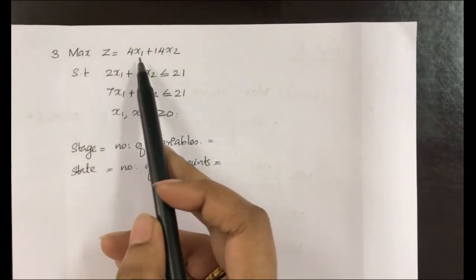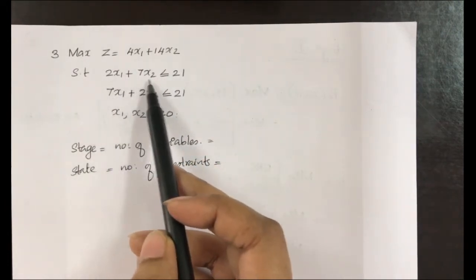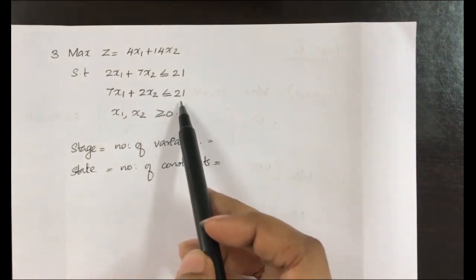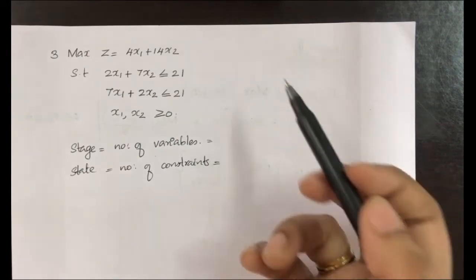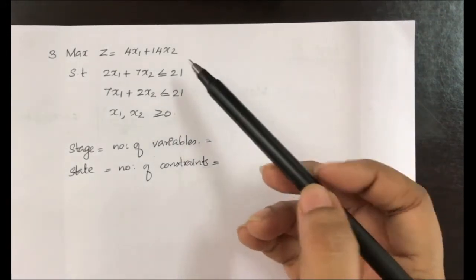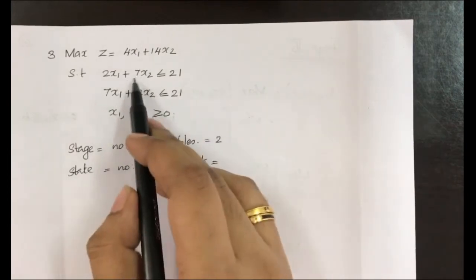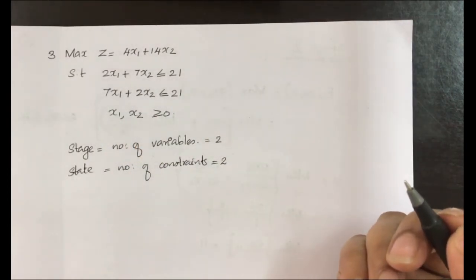Here maximize z equal to 4x1 plus 14x2 subject to 2x1 plus 7x2 less than or equal to 21, 7x1 plus 2x2 less than or equal to 21, x1 comma x2 greater than or equal to 0. How many stages are here? 2 variables. So number of stages is 2. How many constraints? 2 constraints. So number of states equal to 2.